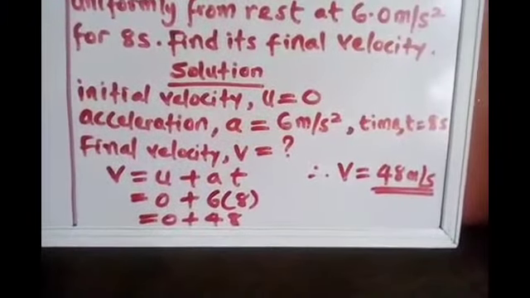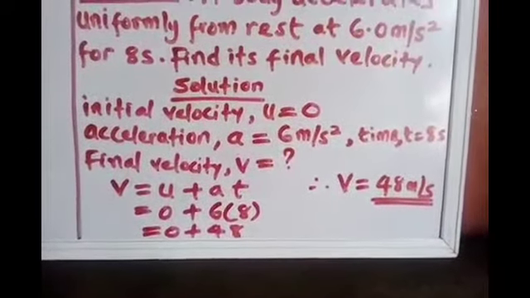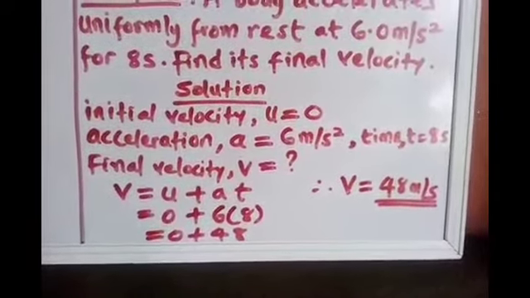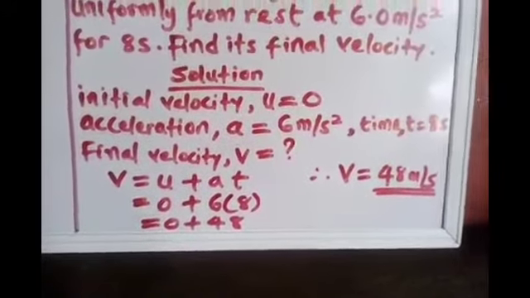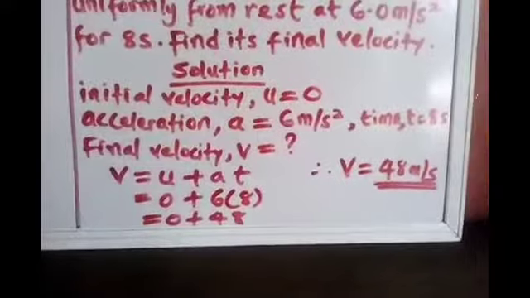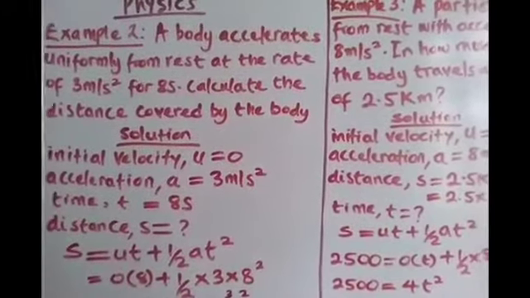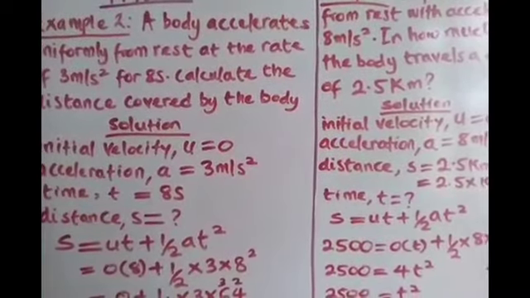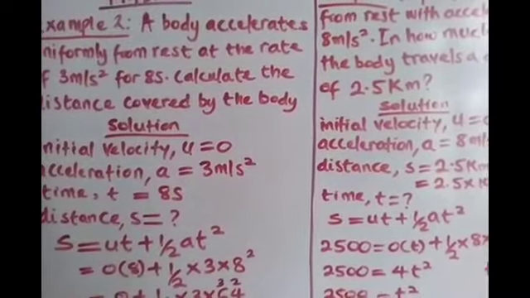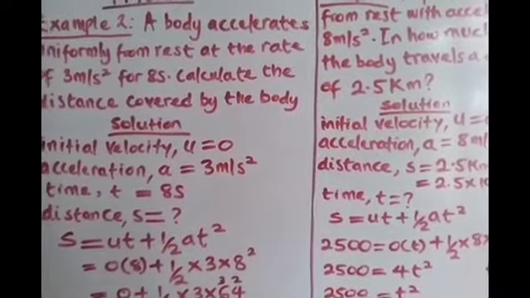Class, in the next class, we shall solve more questions under equations of motion applying the four given formulas. Thank you. Let's take example number 2. A body accelerates uniformly from rest at the rate of 3 meters per second squared for 8 seconds. Calculate the distance covered by the body.